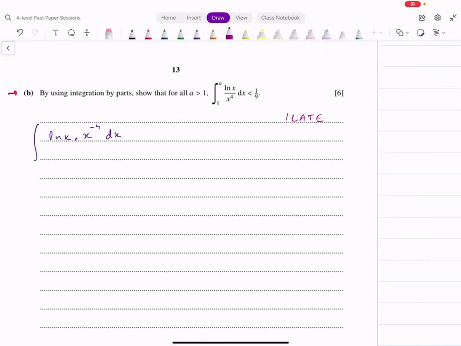log left पर आ रहा है, algebraic function right पे आ रहा है, तो log को हम u लेंगे और algebraic function को dv over dx देंगे. ठीक है, ये हमारे पास आ गया.